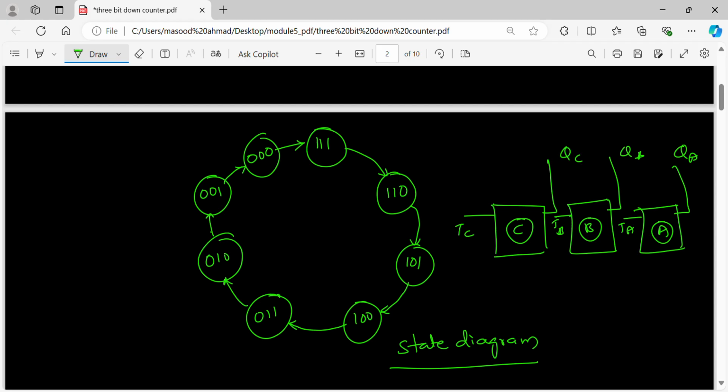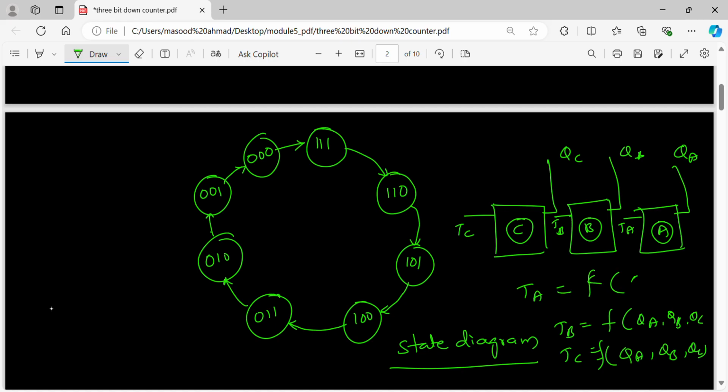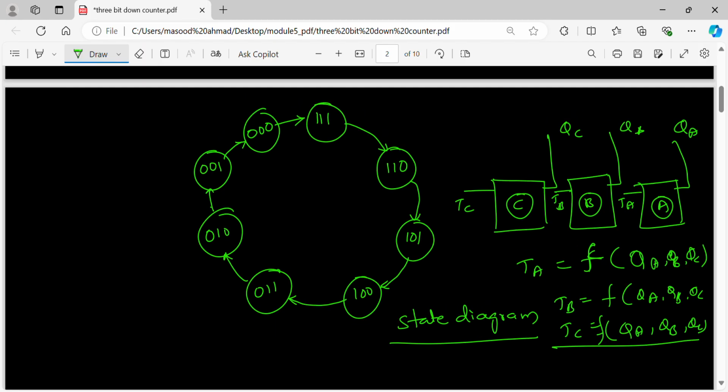What we try to do is get the expressions for TA, TB and TC, which are functions of QA, QB and QC. TA is also a function of QA, QB and QC. Once you get that, we draw the circuit diagram. For that, what we do in the next step is step 3.